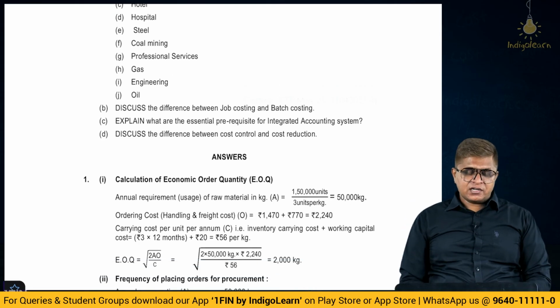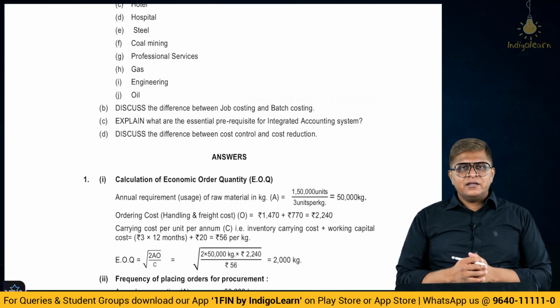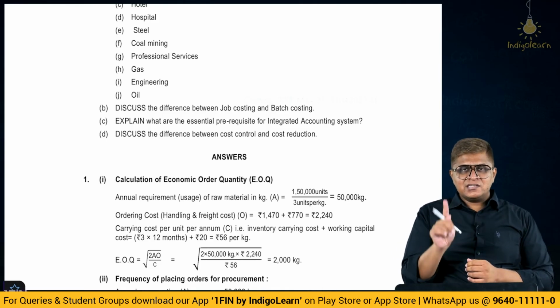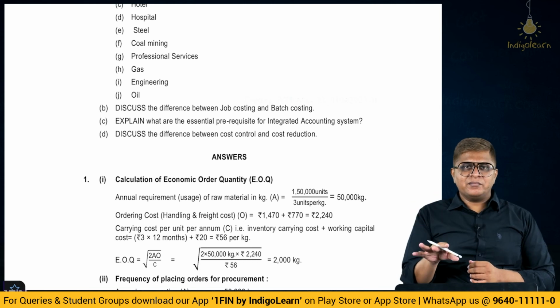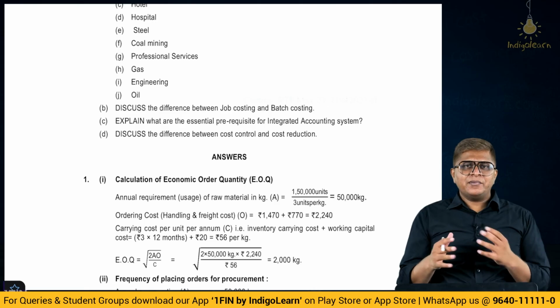Next, explain what are the essential prerequisites for an integrated accounting system. What is the meaning of integrated accounting system? We are going to maintain only one set of accounts that will have cost information also and financial information also. So what are the prerequisites?